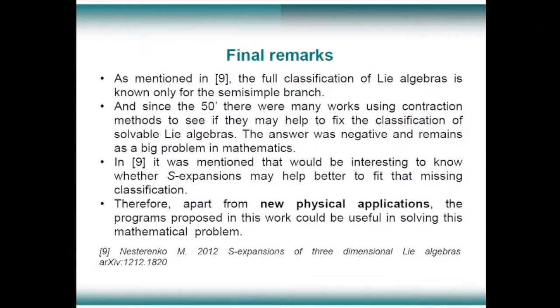Final remarks. As mentioned in the article, the full classification of the algebra is known only for the semisimple range. The others are not known. There were many works using construction methods to see if they may help to find the classification of solvable Lie algebras. The answer was negative and remains a big problem in mathematics. And it was mentioned that it would be interesting to know whether expansion might help. Therefore, apart from new physical applications, the program proposed in this work could be used for solving mathematical problems.